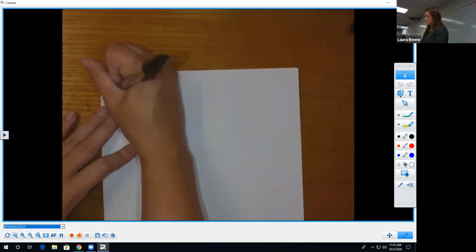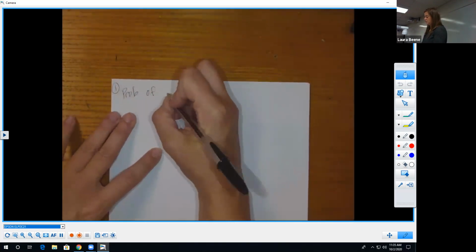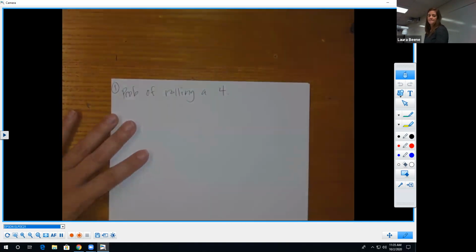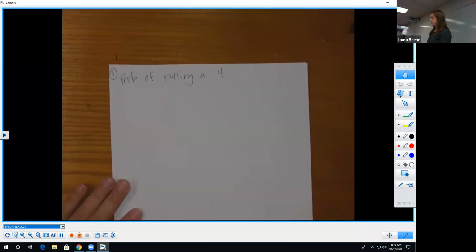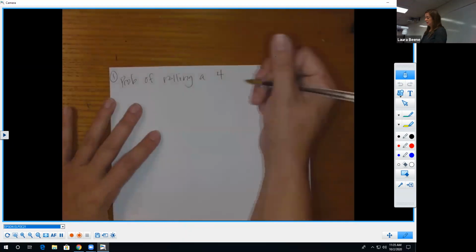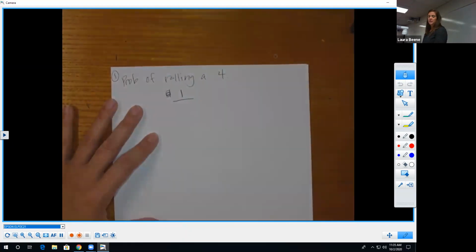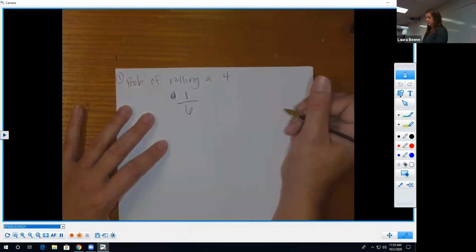Okay, so what is the probability, let's just say number 1, of rolling a 4? This is on a fair 6-sided number cube. Well, how many 4s are on a normal die? There's 1 number 4 on it. How many total numbers are there? Well, there's 6 total numbers, 1, 2, 3, 4, 5, 6. So 6 total numbers, so it's 1/6.